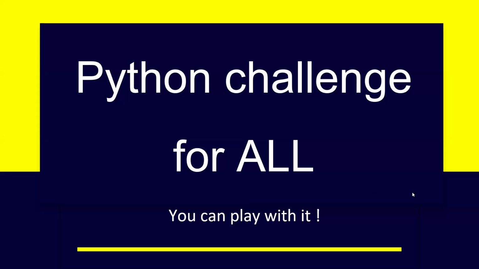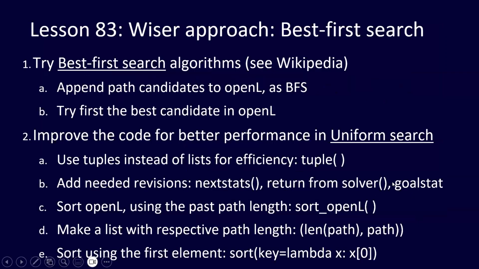Okay, let's see where we were last time. Last time we tried a group of approaches, which is collectively called best first search, to solve 8 puzzle problems. We tried uniform search, which sorts the candidates in the open list according to the distance from the start using sort open L. In this case, as I said, it is exactly the same as breadth first search.